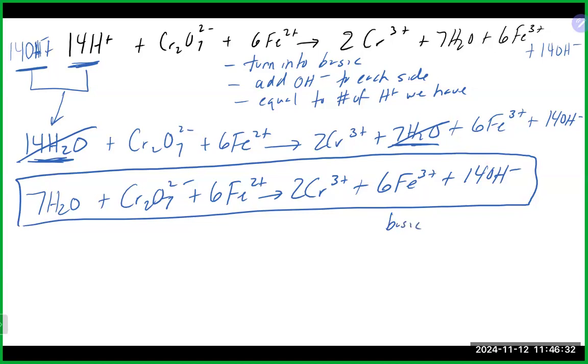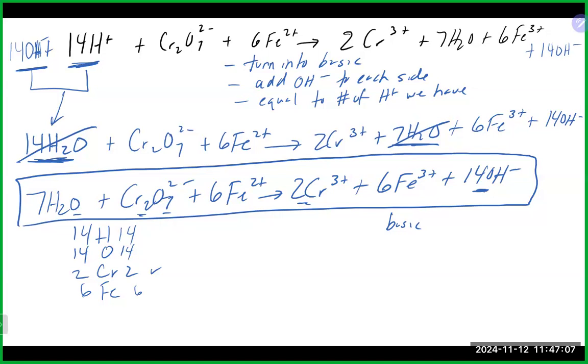So let's just make sure. We'll run through our elements here. We got hydrogen, oxygen, chromium, and iron. Left-hand side, I got 14 H's. Right-hand side, I got 14 H's. Left-hand side, I got 7 oxygens there, plus 7 more there is 14. And over here, I got 14. I got 2 chromiums there, 2 there. And it looks like 6 irons on the left and 6 on the right. So we're balanced in terms of elements.